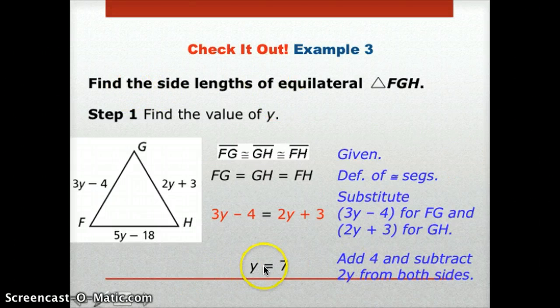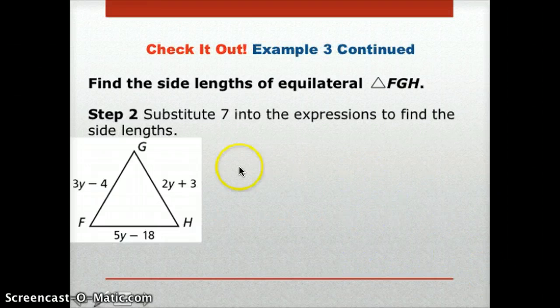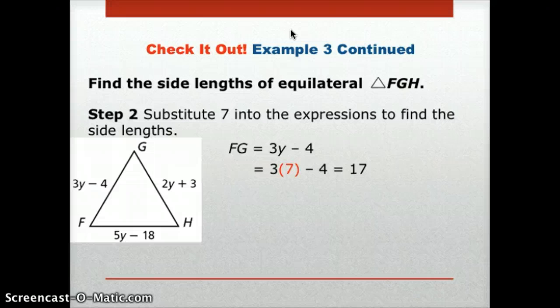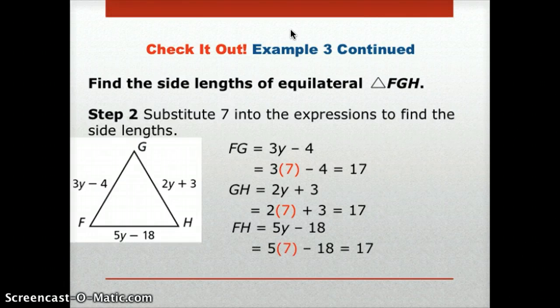So I found the missing piece. Now we're going to take 7 and plug it into our measures. So if I plug in for FG, I'm going to say 3 times 7 minus 4 is 17, which really means that all the other measures should also be 17. But just to check, we can plug 7 in for the y's on the other measures, and we should see that algebraically, yes, they are all 17.